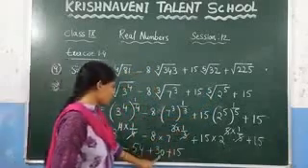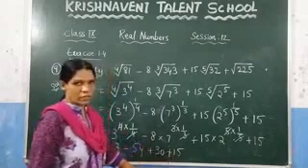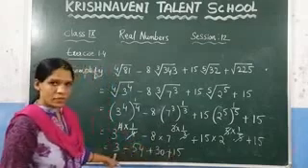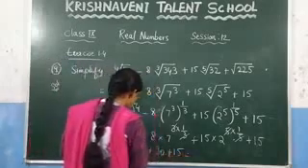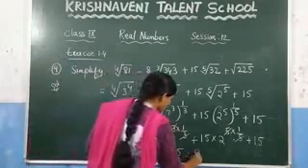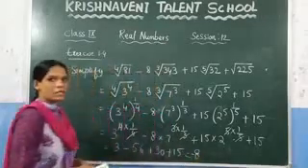What will you get here? 30 plus 15, which is 45. 45 plus 3, which is 48. And here 48 minus 56, which is nothing but minus 8. This will be the answer.